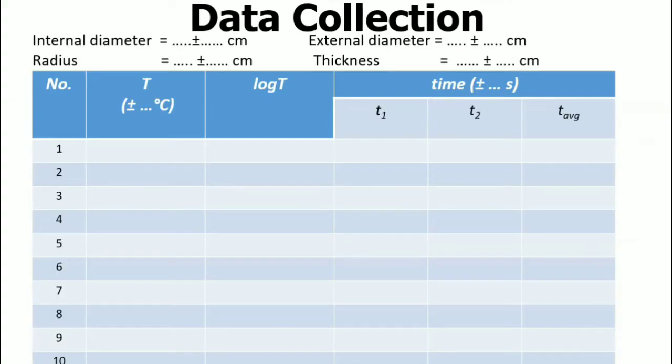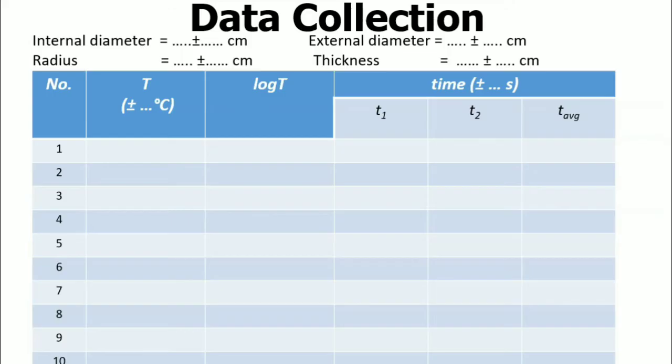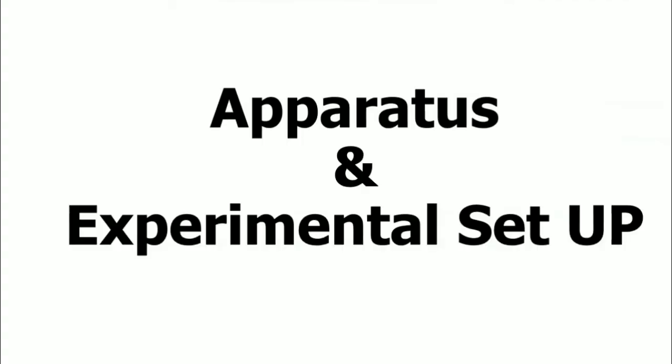Finally, before going to the apparatus and setup video, we are going to present you with the table for data collection. Repeat each set at least twice and find the average. Make sure to enter the uncertainty for your measurement in the measurement column. Make sure you write the calculated value with the correct SI unit. Let's go to the apparatus and the setup.